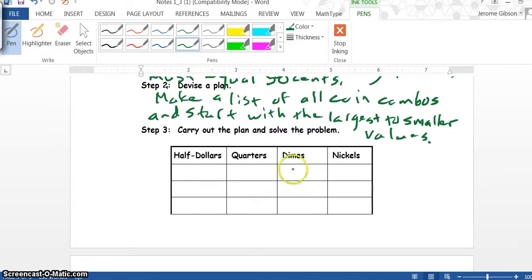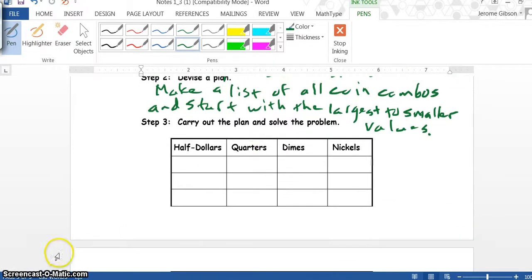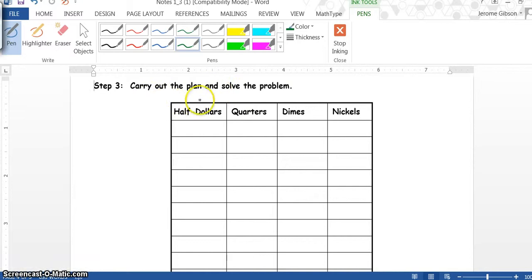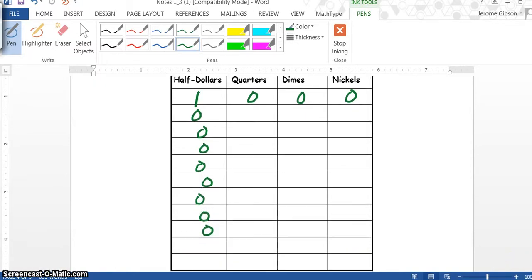Now, we're using this table here. I took the liberty of scrolling down to show the table that we're going to use in order to solve this problem. So first thing, we start off with the half dollar. We know a half dollar is 50 cents, so we don't need any quarters, dimes, or nickels. So this is basically the only coin combination for the half dollar. So we could go down with all these zeros here. You should have about 11 spaces here. Okay, so that took care of the half dollar.